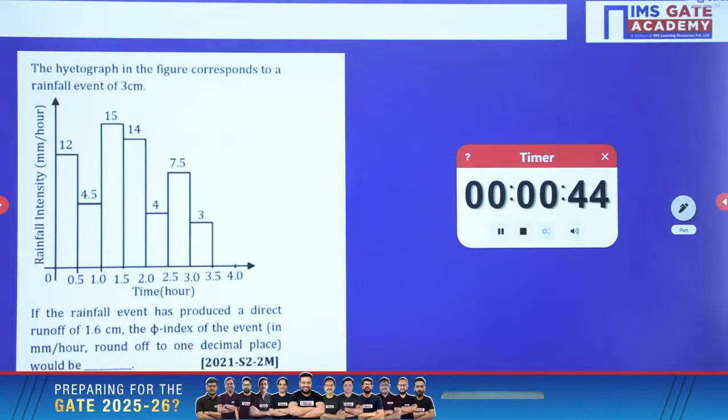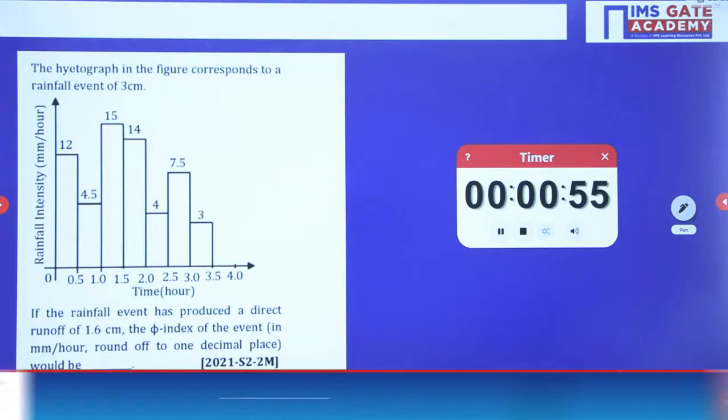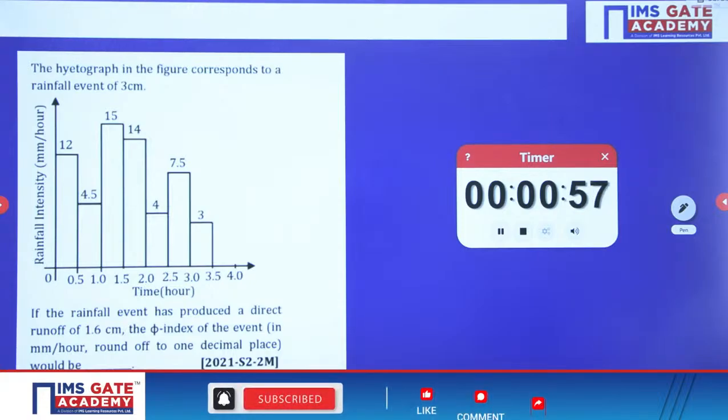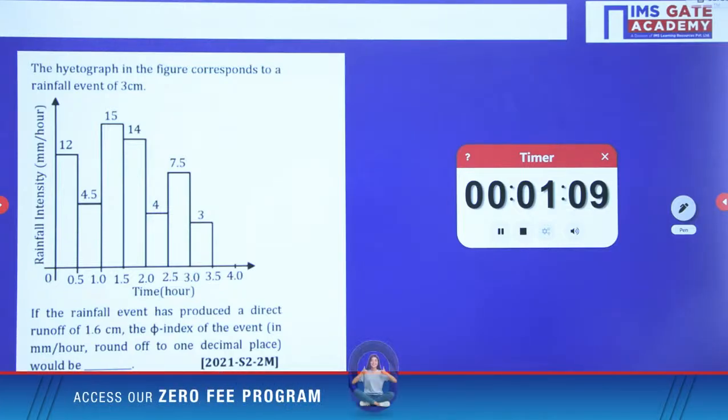See, students, you have to understand what the hydrograph given in the figure is. If the rainfall event has a direct runoff of 1.6 centimeters, what is the phi index of this event in mm per hour? They have given you already; I have told you how to calculate the precipitation, how to calculate all those values.